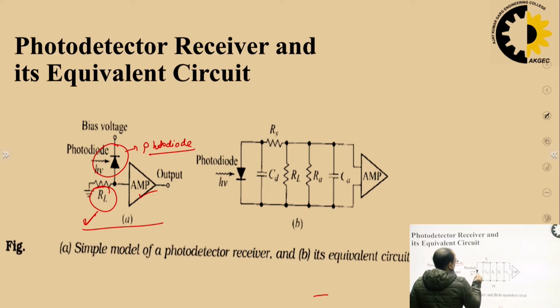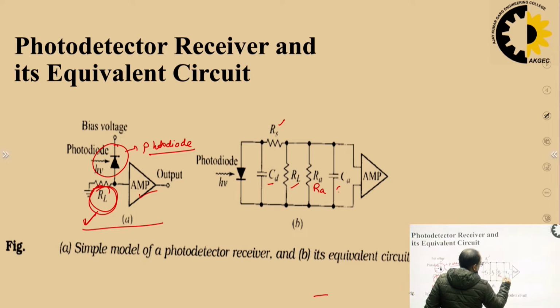So the equivalent circuit of this photodetector receiver is this one. This one is the photodiode. CD is the capacitance of the depletion region. RS, and this one is RL. This RA and CA are the resistance and the capacitance of the amplifier.